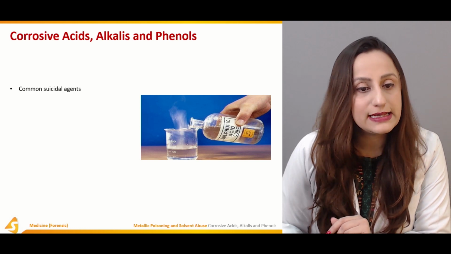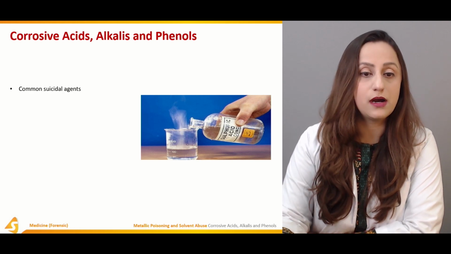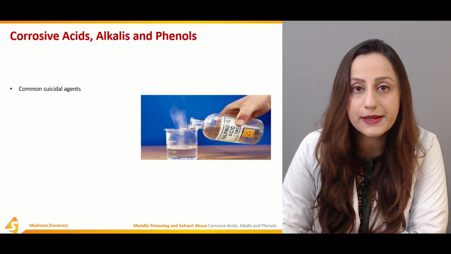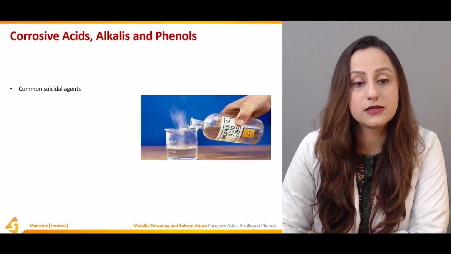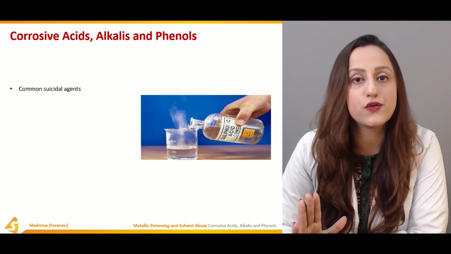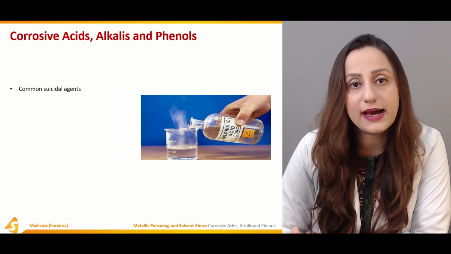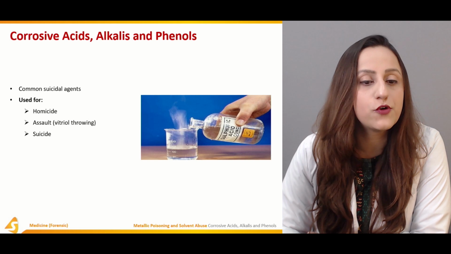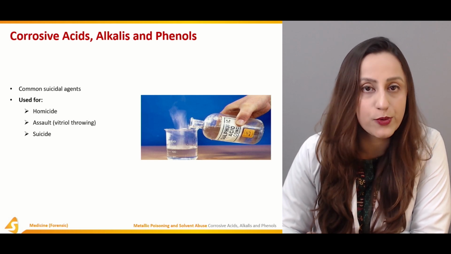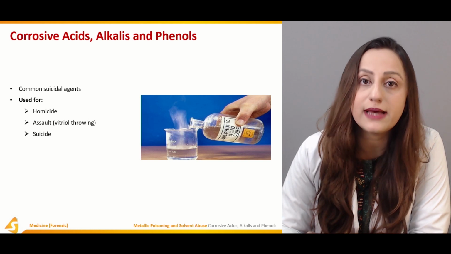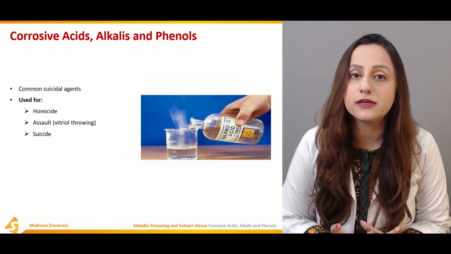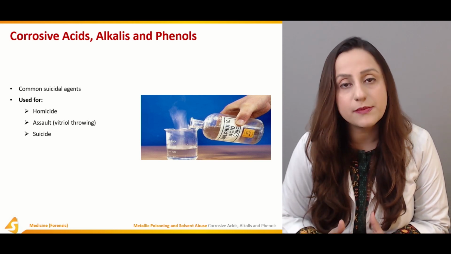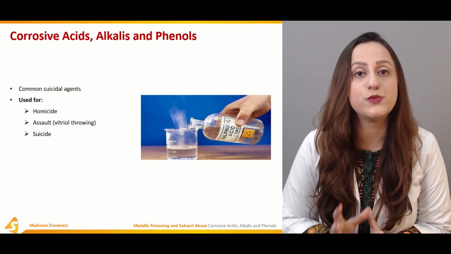So the corrosive acids, alkalis and phenols, the common suicidal agents are basically these corrosive acids, alkalis and phenols. All of them are commonly used as suicidal agents, but rarely it can be of a homicidal intent, as well as it can be of an accidental origin. Then it is used for homicide, assault, that is the vitriol throwing, as I was already mentioning, and this is also known as vitriolage. So this act, the throwing of the acid on the face or even the body of a person to cause disfigurement with a malicious intent, is known as vitriolage.